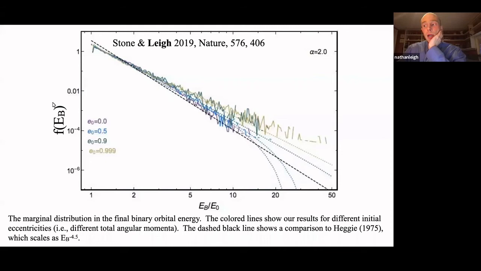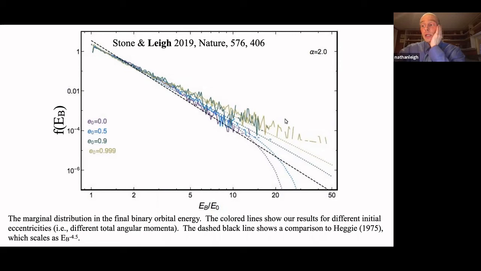And so the solid lines show the simulation results, the dashed lines show the analytic predictions, and the color coding indicates different initial binary orbital eccentricities, which changes the total interaction angular momentum. We see great agreement between our numerical experiments and our analytic predictions, and find important differences related to previous results. So the black dashed line shows the classic Heggie result, which assumes detailed balance between binary creation and destruction. And so we find slightly steeper power law indices than the classic Heggie result, which suggests that real ensembles of three-body systems are slightly out of detailed balance.